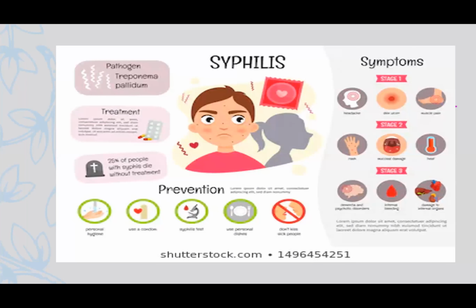Summarizing the whole of syphilis: the pathogen is Treponema pallidum, and treatment is available with penicillin. 25% of the people with syphilis die without treatment. As far as the symptoms are concerned, we have stage 1, 2, 3, and every stage has a different presentation, and prevention is for the individual, community, and government level.